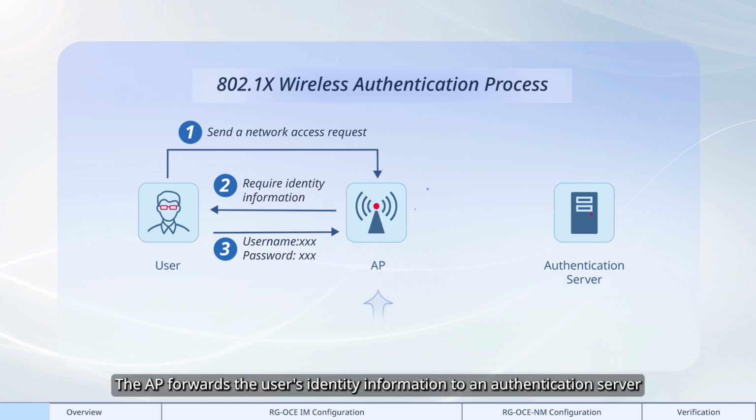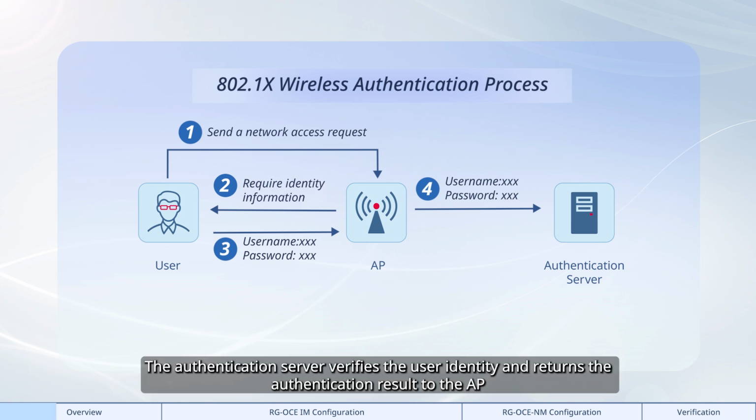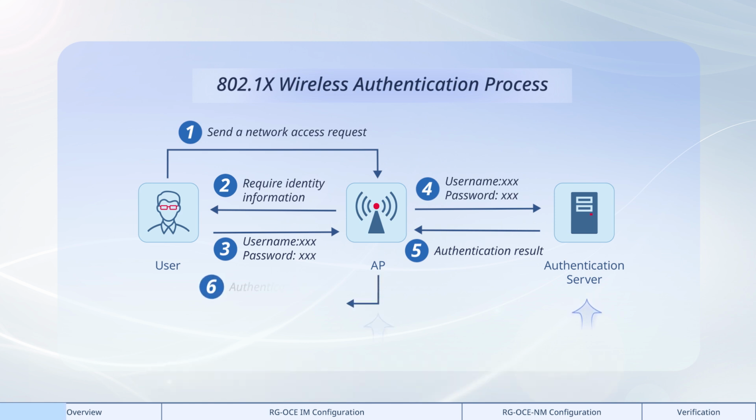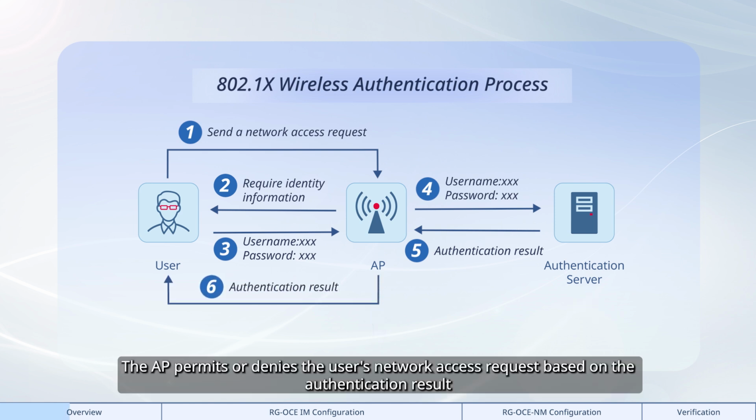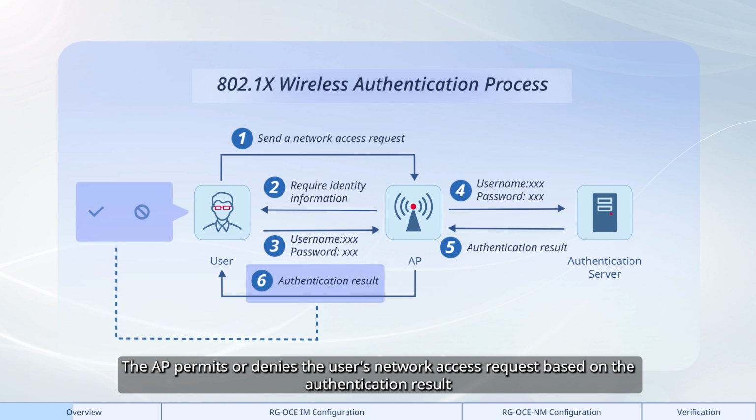The AP forwards the user's identity information to an authentication server. The authentication server verifies the user identity and returns the authentication result to the AP. The AP permits or denies the user's network access request based on the authentication result.